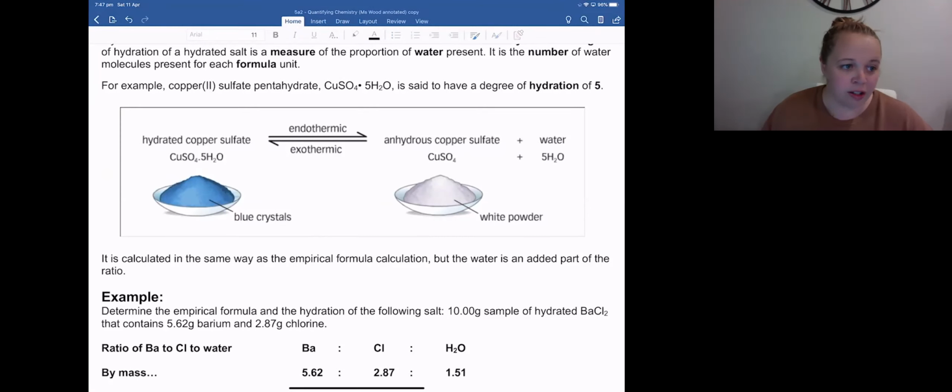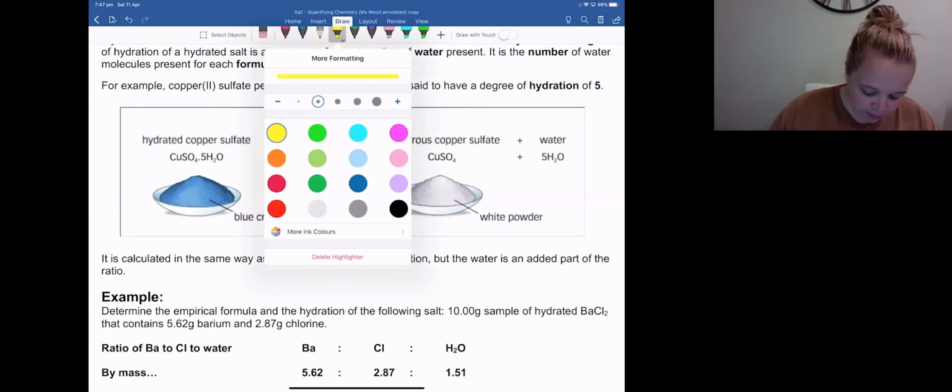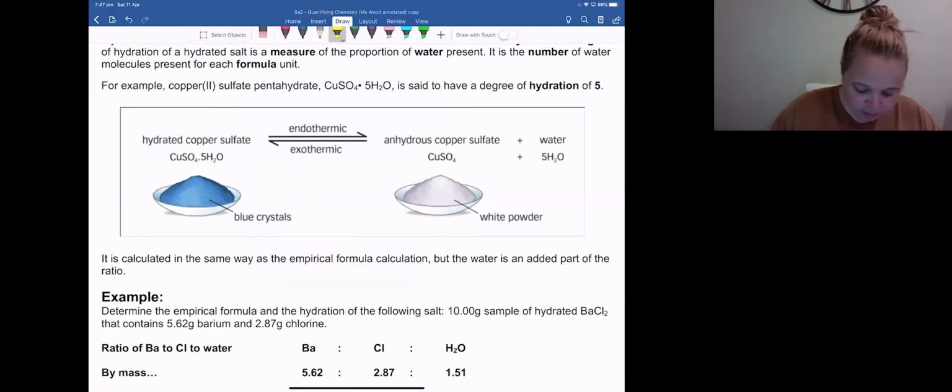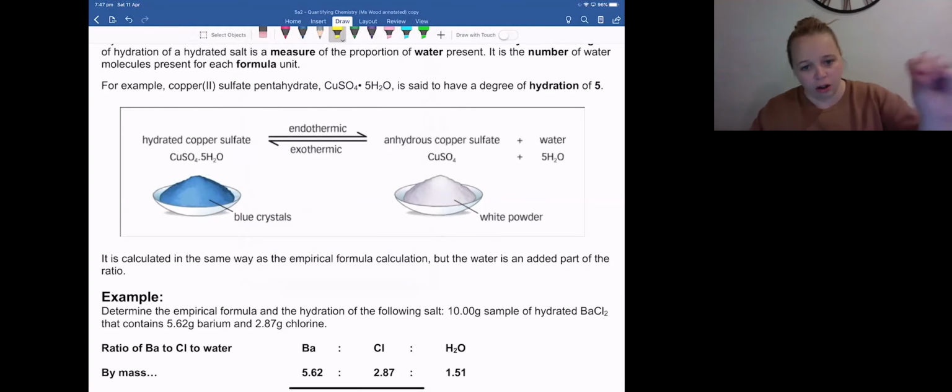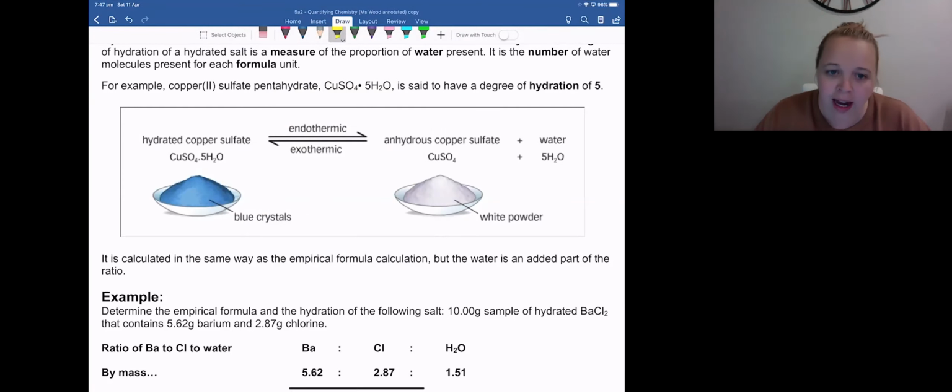The degree of hydration of a hydrated salt is a measure of the proportion of water present. It is the number of water molecules present for each formula unit. So that's what I was just saying before: it's how much water there is compared to how much chemical substance. For example, copper(II) sulfate pentahydrate, penta meaning 5, CuSO4.5H2O, is said to have a degree of hydration of 5.